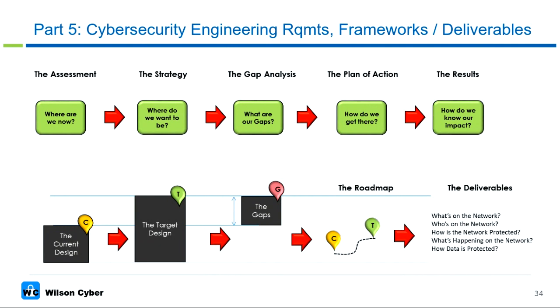There are really five main deliverables from the CDM program. What's on the network? Who's on the network? How the network's protected? What's happening on the network? And how the data is protected. Those five questions can now be answered by implementing CDM. We can answer through dashboards what's on the network versus what should be on the network, who's on the network versus who should be on the network, how the network is protected versus how it should be protected, what's happening on the network versus what should be happening, and how the data is protected versus how it should be protected. Again, comparing the actual state with the desired state.